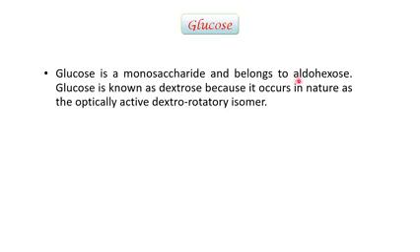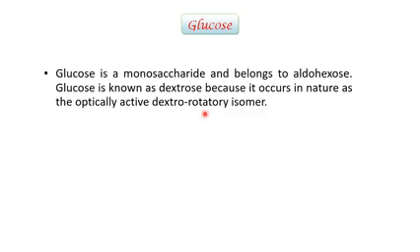So it is an aldohexose. Aldohexose means it contains an aldehyde group. Glucose is also known as dextrose. So why is it called dextrose? It is dextrorotatory in nature.